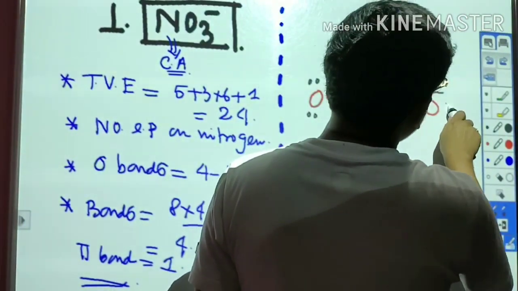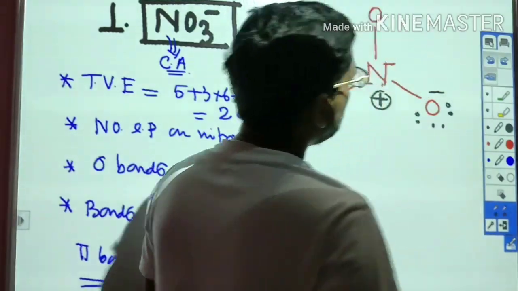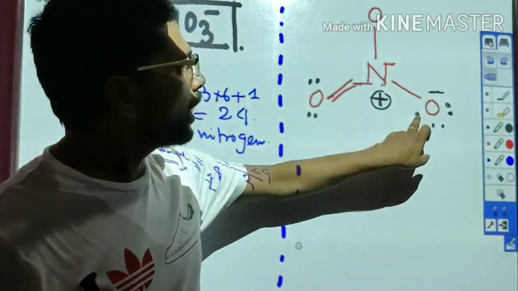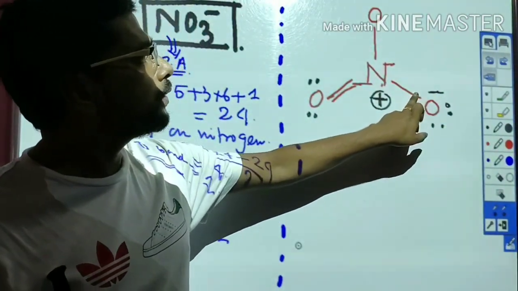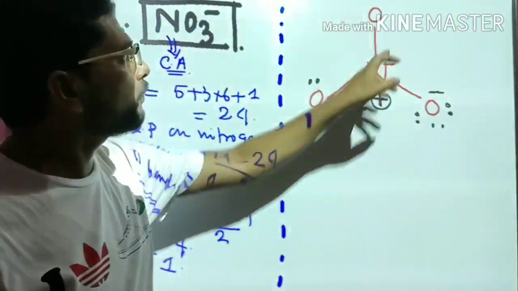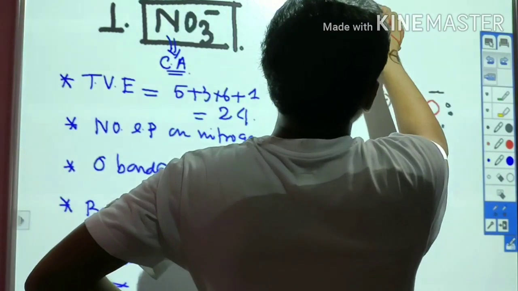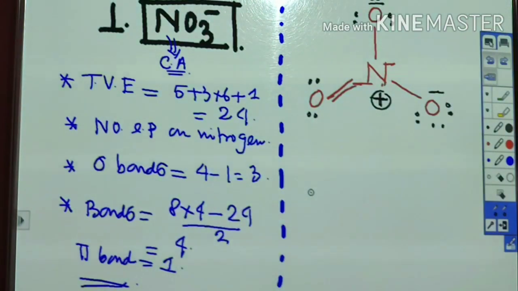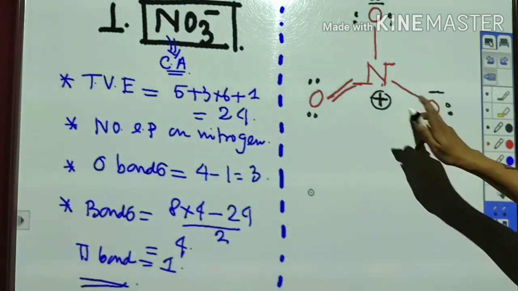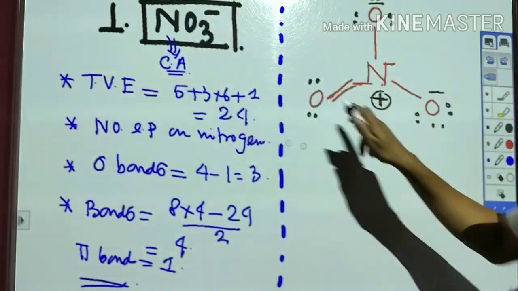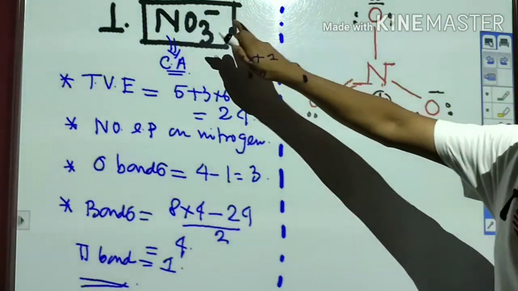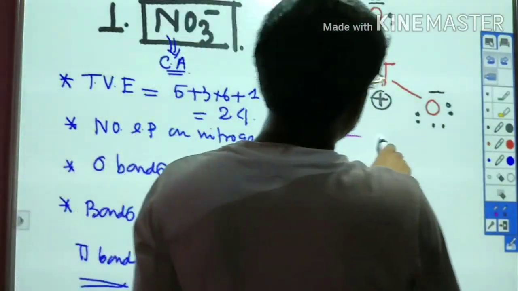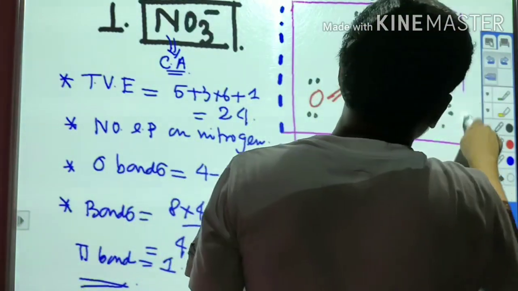So put minus 1 here, and 2, 4, 6. Whenever oxygen has a minus formal charge, it has 7 electrons: 1, 2, 3, 4, 5, 6, and 1 electron is used for forming this bond. So 7 electrons. And for this one it is also the same. Now, NO3 minus total charge: minus 2 plus 1 will give you minus 1. This is the Lewis structure of NO3 minus.